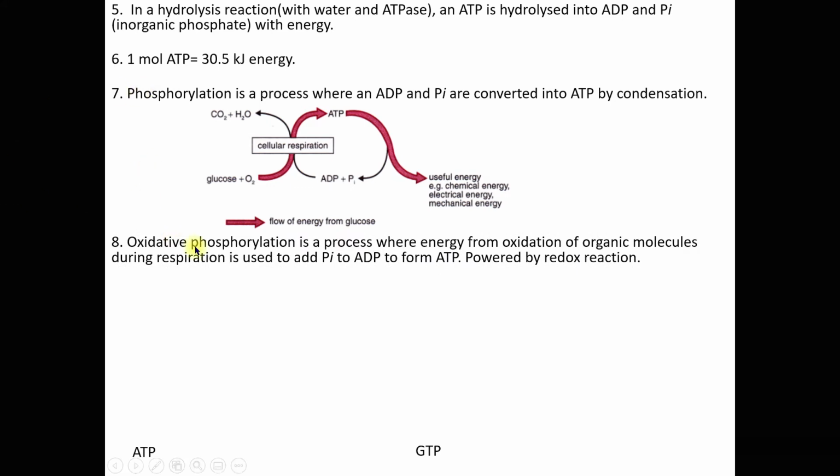Now, oxidative phosphorylation, there is an additional word here, oxidative. So oxidative phosphorylation is a process where energy from oxidation of organic molecules during respiration is used to add inorganic phosphate to ADP to form ATP. Usually oxidative phosphorylation involves redox reactions.